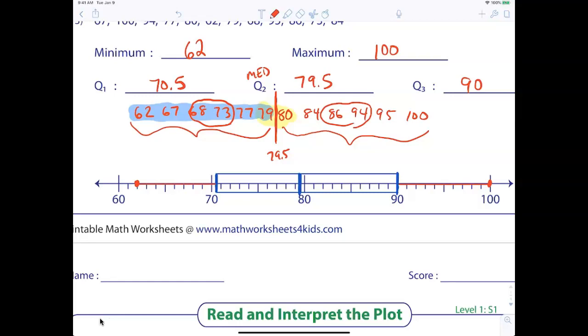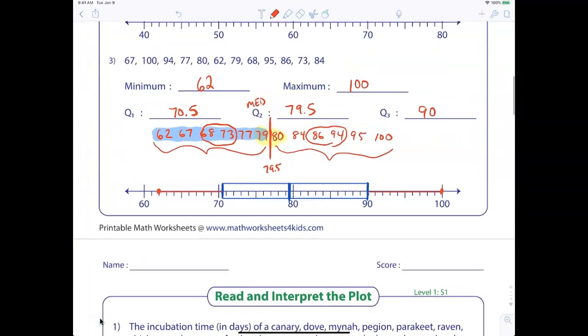Can this ever happen? Can the whisker be inside? No, absolutely not. Very good question. The reason why is because you're splitting the data up into 4. If it's ever inside, that means you didn't line the numbers up properly. Okay? So now we also say the IQR.